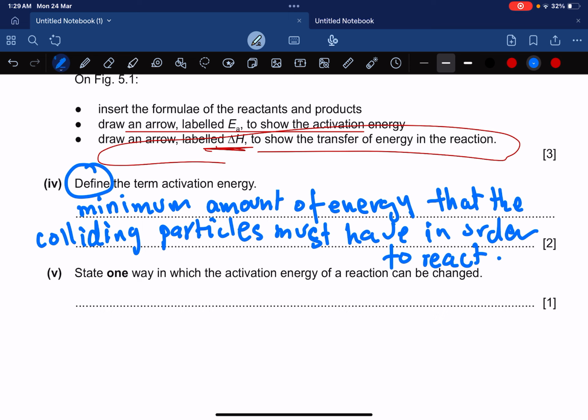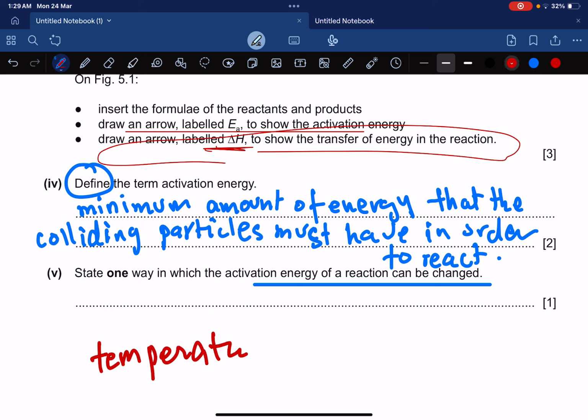State one way in which the activation energy of a reaction can be changed. Many of you in this question might think that temperature might change the activation energy, but that's wrong.